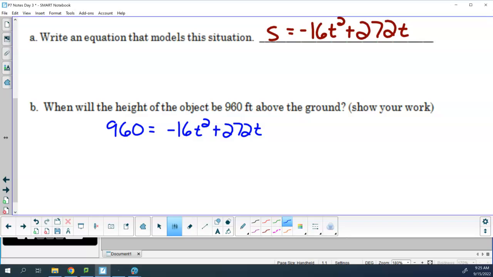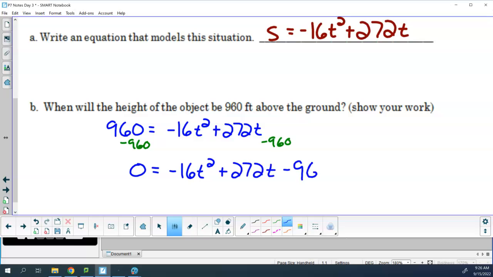Okay, now, algebraically, how can we go about doing this? Set it equal to 0. Which way you want to go? You want everything going to the left or everything going to the right? To the right? Okay, I'm okay with that. So we're going to subtract 960. So that's going to give me 0 equals negative 16t squared plus 272t minus 960. Love it so far.